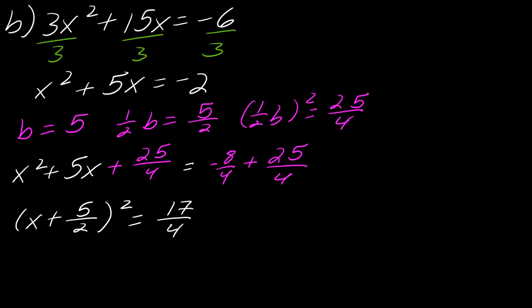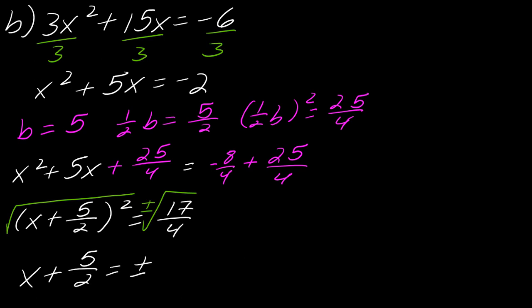Okay, so now let's go ahead and use the square root property. So take the square root here, square root here. So now I've got x plus 5 over 2 equals plus or minus. Notice that I can't take the square root of 17, so I'm just going to write this as the square root of 17. But I can take the square root of 4, right? So the square root of 4 is just 2. So this is the square root of 17 over 2. So now I can actually finish this by just subtracting off 5 over 2.